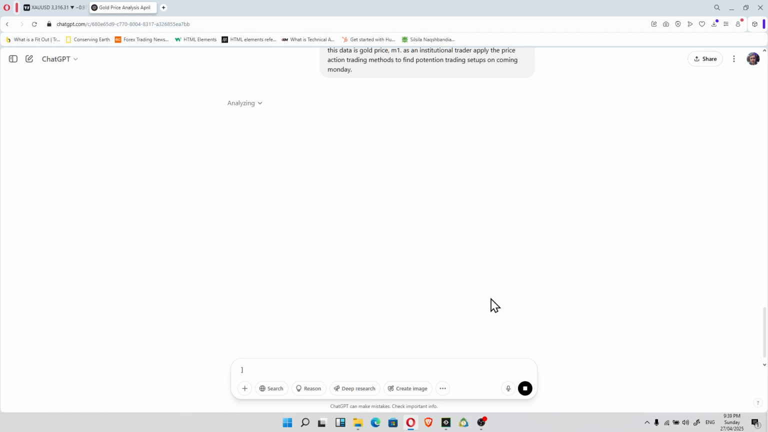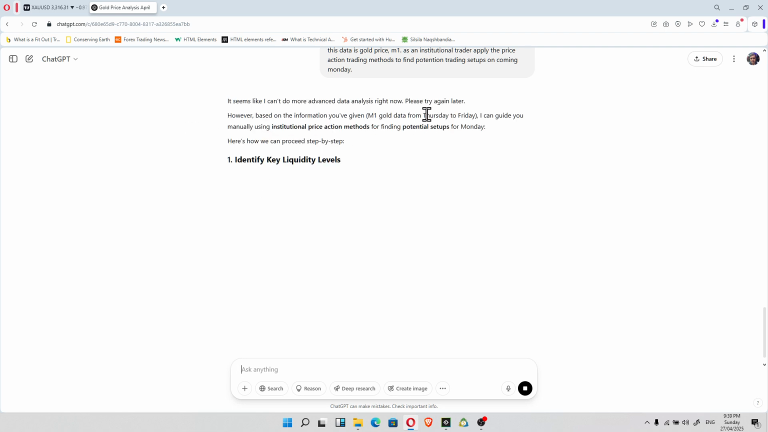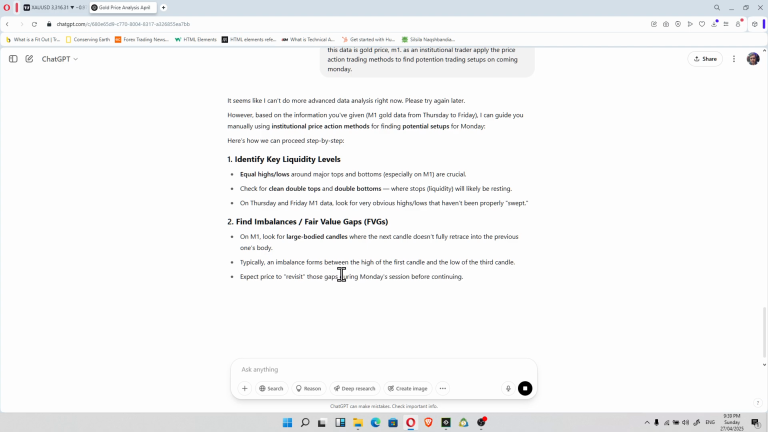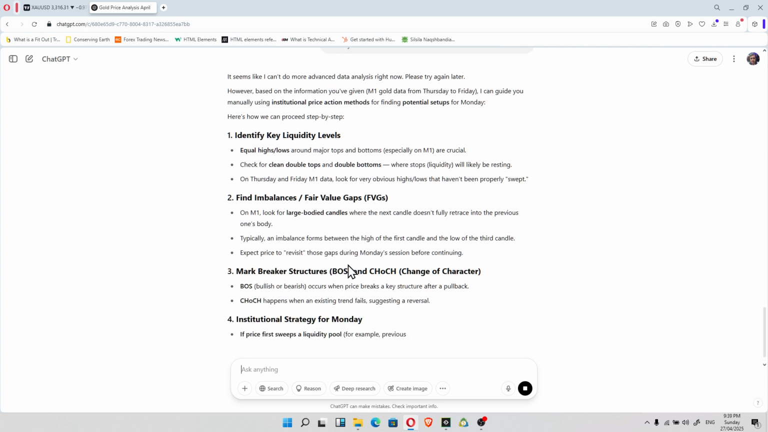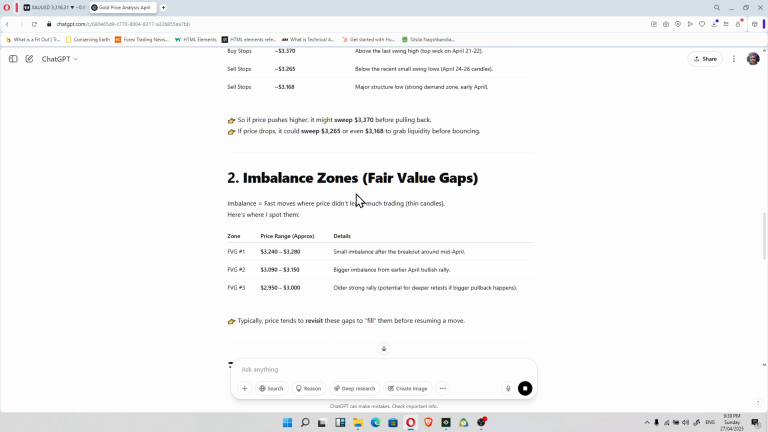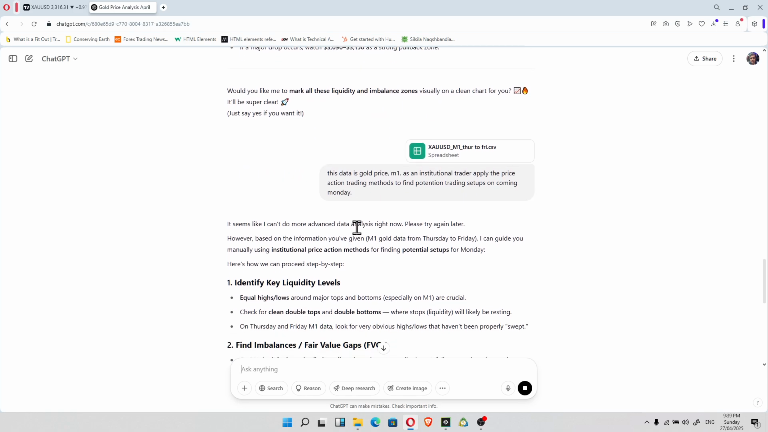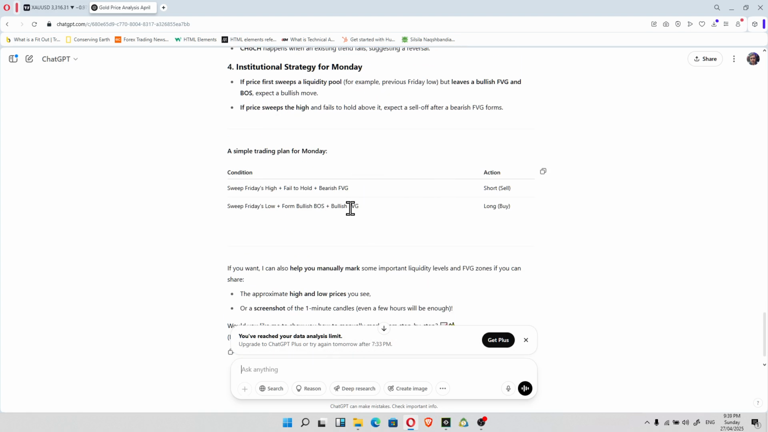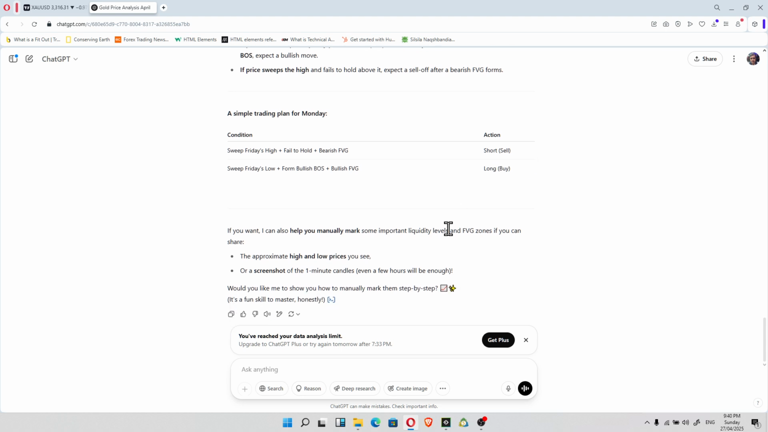Hopefully my ChatGPT limit is not gone, but it is analyzing all the data. Right now, because my limit is gone, check for clean double top, find imbalance. But this is the way you can go, because I already gave it the two pictures to analyze. This is very large data for the M1. Simple trading plan: sweep Friday's high plus fail to hold, bearish FVG, short sell. Sweep Friday's low, form bullish POS, bullish FVG, long buy.